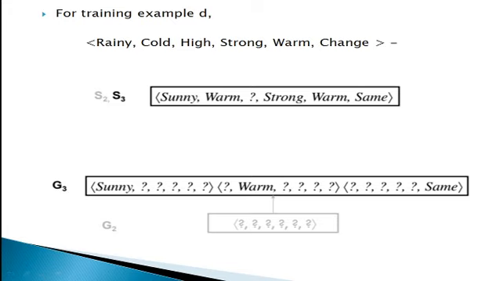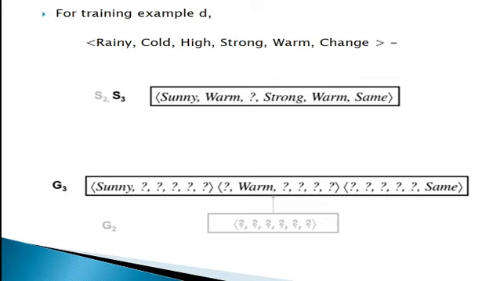Now, given that there are 6 attributes which could be specified to specialize G2, why are there only 3 new hypotheses in G3? This question may arise here. As you can see, there are only 3 hypotheses in G3. So you may ask, why are there only 3 hypotheses in G3, right?